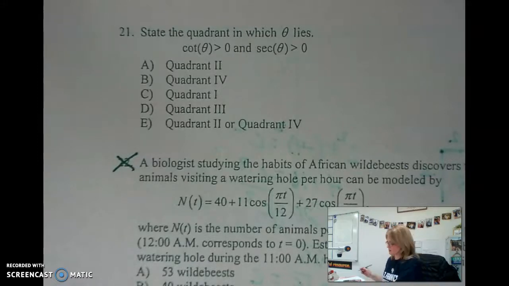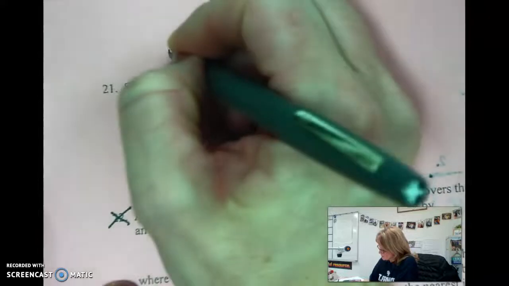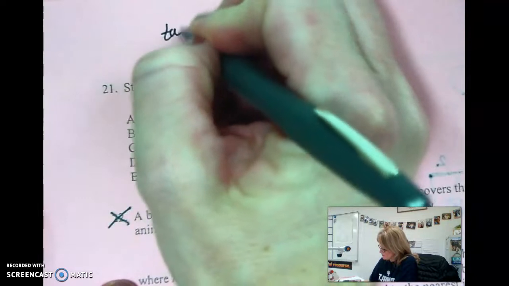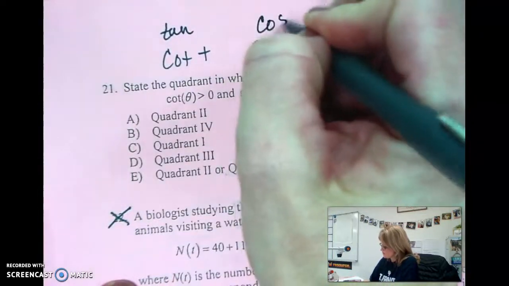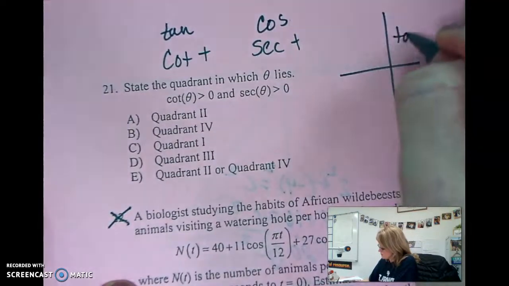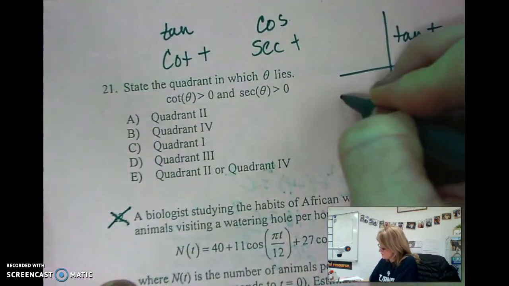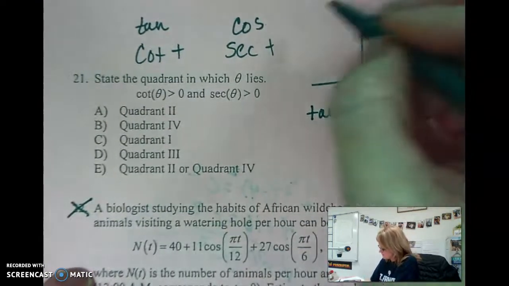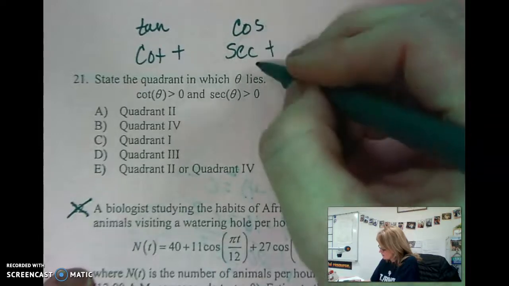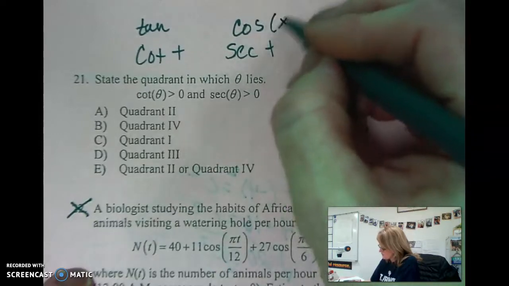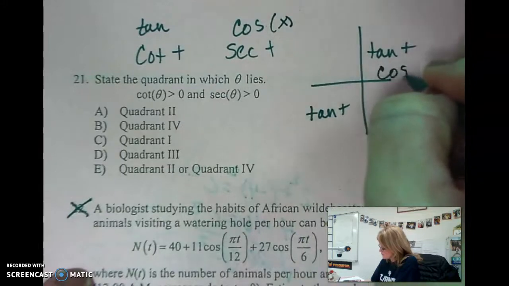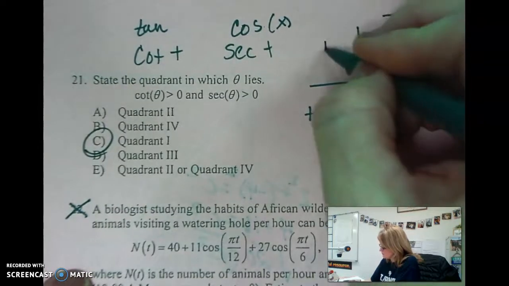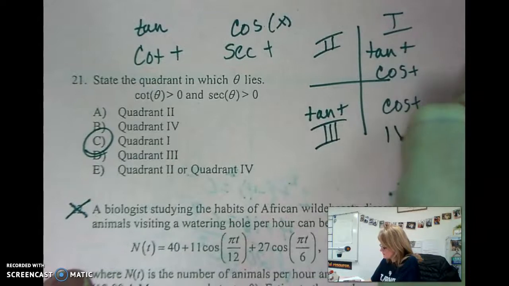State the quadrant in which this lies. This is when cotangent is positive and secant is positive. Remember that is also the same as tangent and cosine. Tangent and cotangent are positive in quadrants 1 and 3 because positive divided by a positive or negative divided by a negative. And cosecant or cosine and secant, those are your x values. Those are positive to the right. So here and here. So what quadrant is that in? Quadrant 1. And just a quick reminder on how they're labeled.